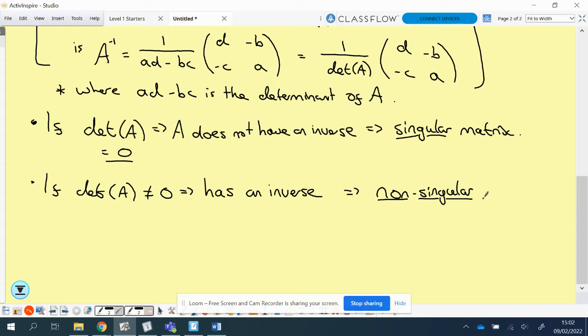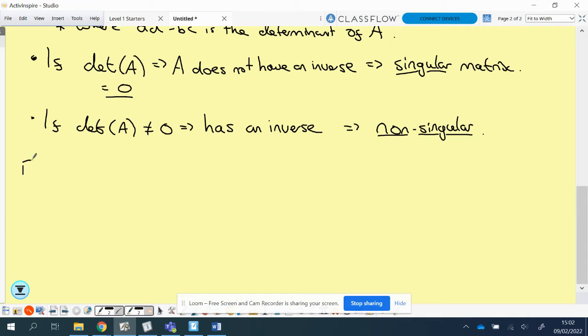Okay, so if something's singular, it means the determinant was 0, doesn't have an inverse because we can't work it out using our formula because you'd have 1 over 0 here and it wouldn't work. If the determinant is non-zero, therefore it does have an inverse, but we call that non-singular. Okay, so it's a bit of phrasing. So let's look at an example to see how you would do a question.